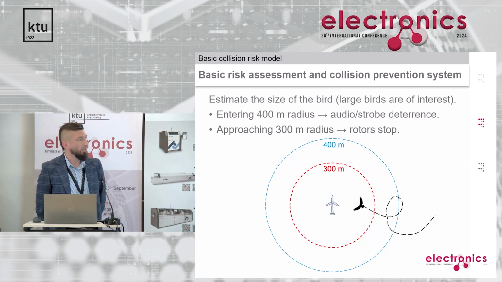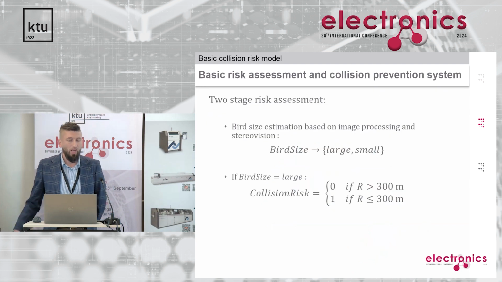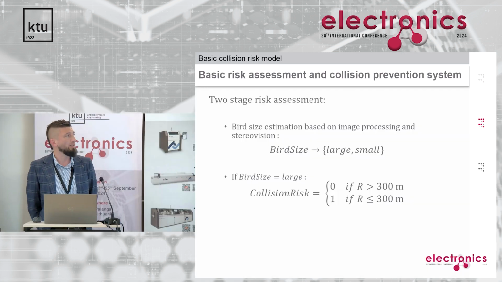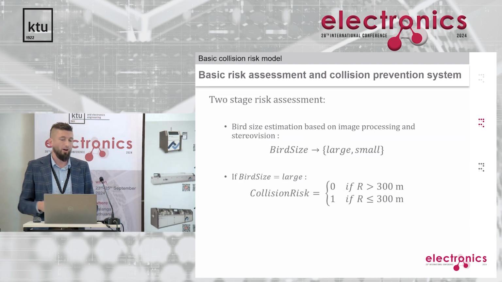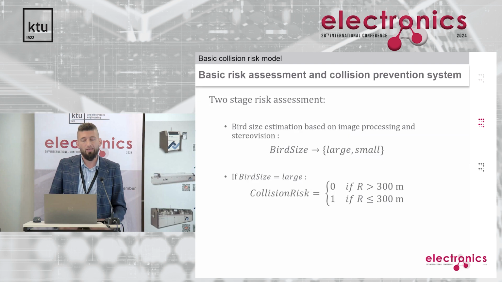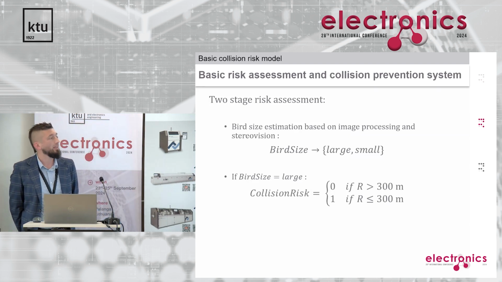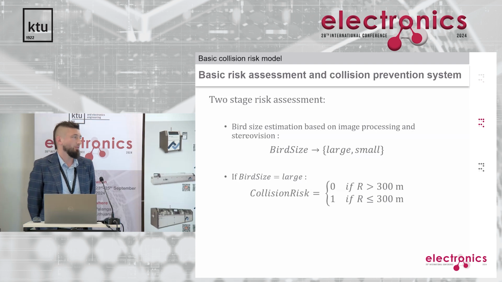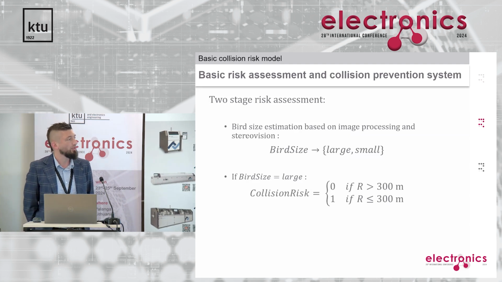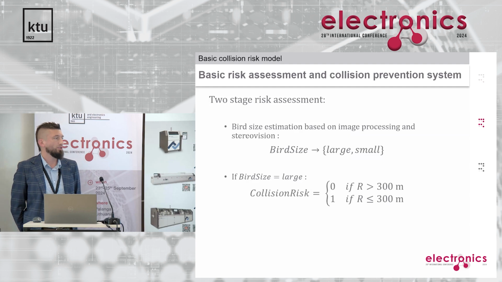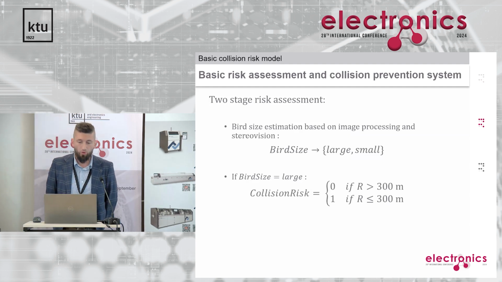You can also ask, how do we assess the birds? Well, we have algorithms based on image processing and stereo vision, so we are able to assess how far and how big, what is the wingspan of the bird, and then we can say if it's a large or small bird. And based on that info, we can run the collision risk assessment. The collision risk is 0 if it's distant more than 300 meters. If it's within this radius, it's collision risk 1. We activate the stopping signal for the turbine.